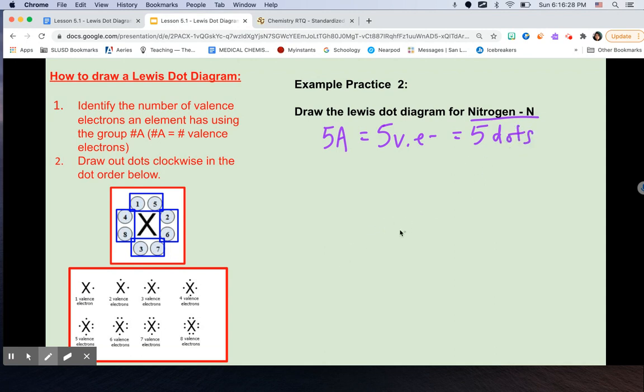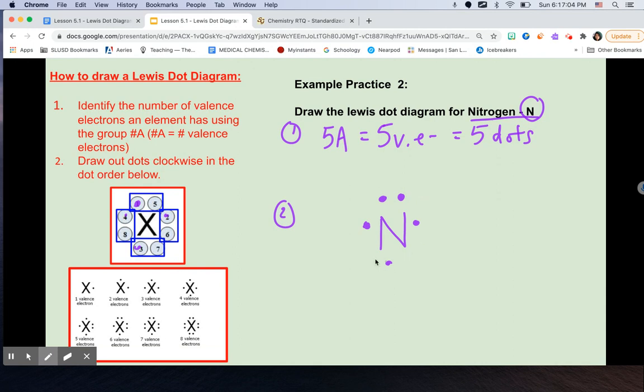So again, in the center will be my element symbol, so just the letter N. So whatever it says after the dash, I'm going to use this to help me follow the order. So I'm going to need to draw 1, 2, 3 dots, 4 dots. So 4 is this one. And then for the 5th dot, I'm going to go back around on top.